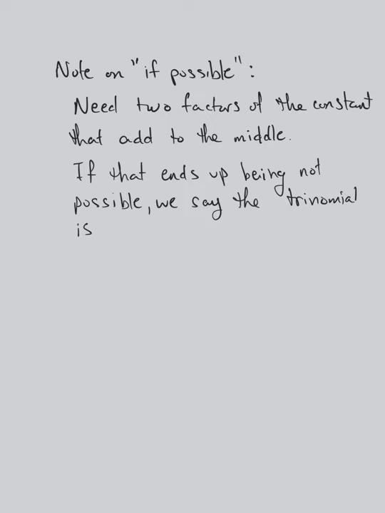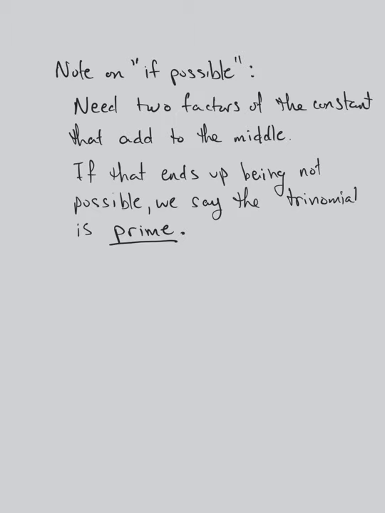But if you're convinced that that's not possible to do, then how do we answer the problem? All right, well, think back to numbers. What do we say about numbers that don't factor? We call those numbers prime numbers. And so whenever it's not possible to get those two numbers, we say that that polynomial is prime.